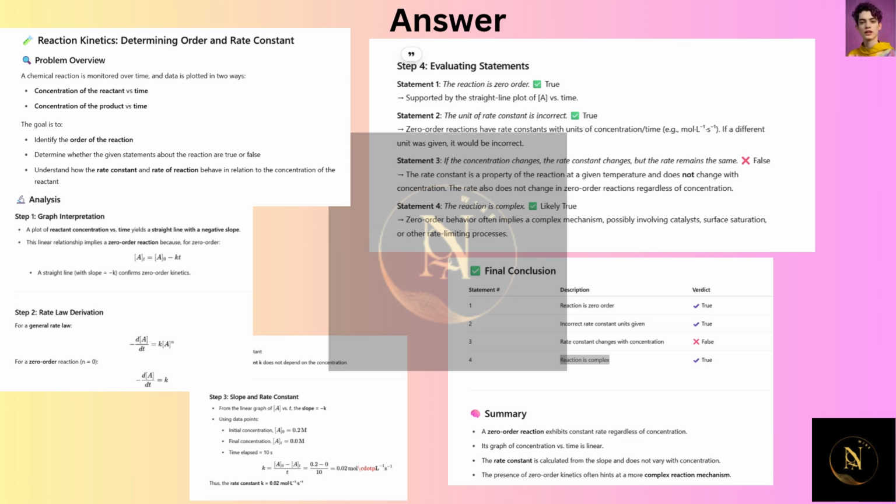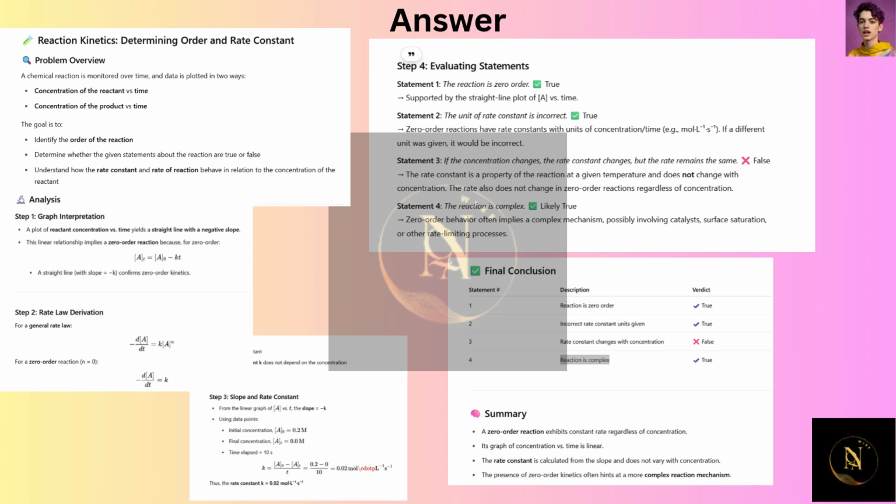Step 3, slope and rate constant. From the linear graph of [A] versus t, the slope equals minus k. Using data points, initial concentration [A]0 equals 0.2 M, final concentration [A]t equals 0.10 M, time elapsed equals 10 s. k equals ([A]0 minus [A]t) divided by t, which is (0.2 minus 0.10) over 10, equals 0.01 mol L^-1 s^-1. Thus, the rate constant k equals 0.01 mol L^-1 s^-1.